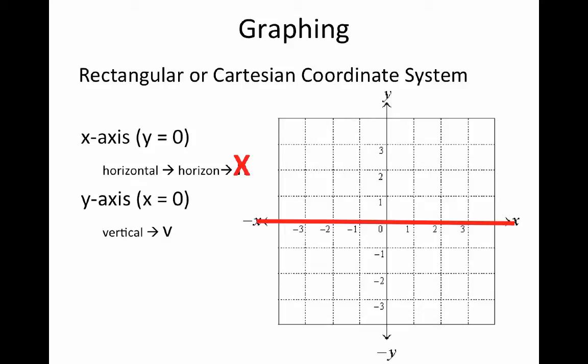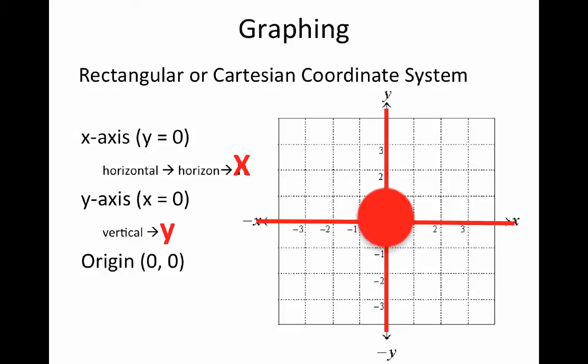The y-axis is where x is equal to 0. It's the vertical axis. And if you look at that V and draw a tail on it, you've got a Y. That might help you remember the association that vertical is the Y-axis. The origin is the place where the X and Y axes cross. It's the place at 0 in X and 0 in Y.